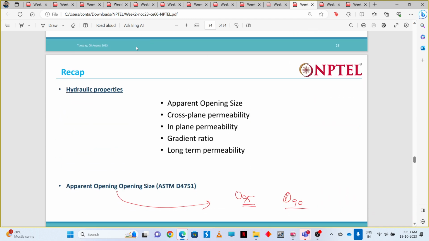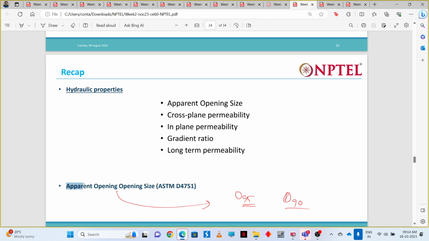Then we had the hydraulic properties. So why are hydraulic properties important? We know hydraulic properties are important because that helps us to design for filtration and for drainage, right? So that's why hydraulic properties are important. So these are the hydraulic properties we studied.